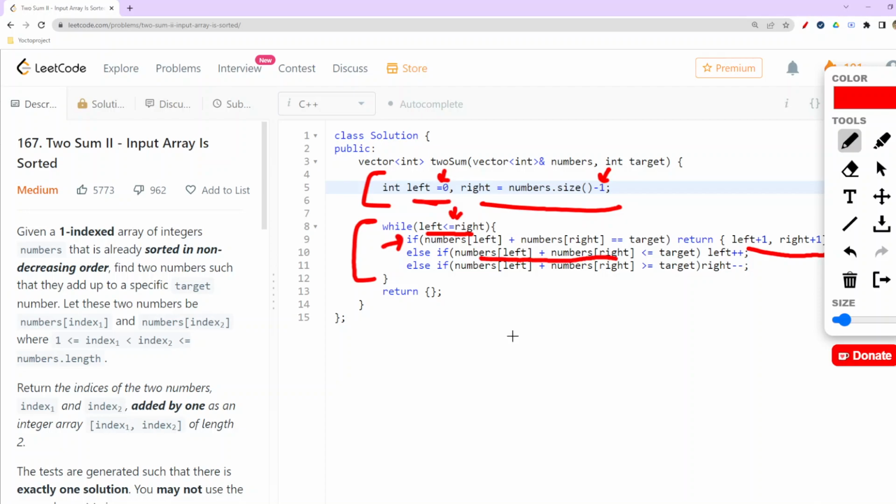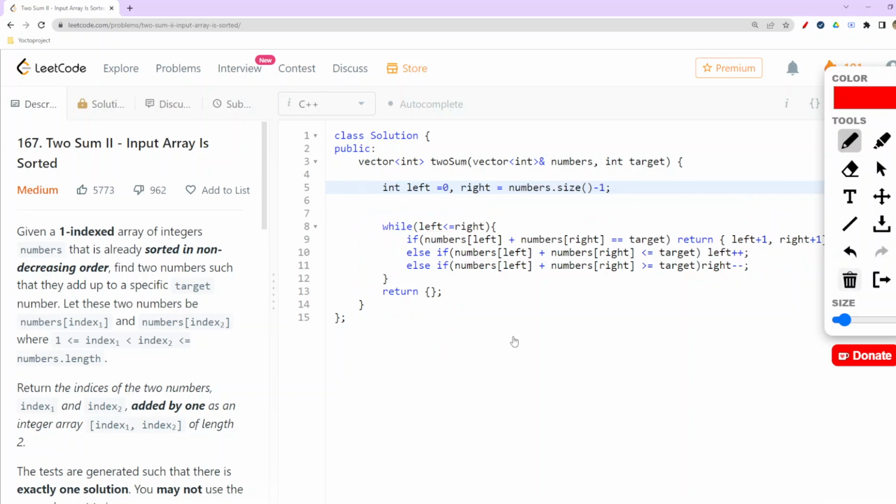Then if numbers of left plus numbers of right is less than target, I increment my left pointer, else I decrement my right pointer if it is greater than target. So our answer would be returned at this point only if it really exists. If it doesn't exist, then we will simply return an empty vector.